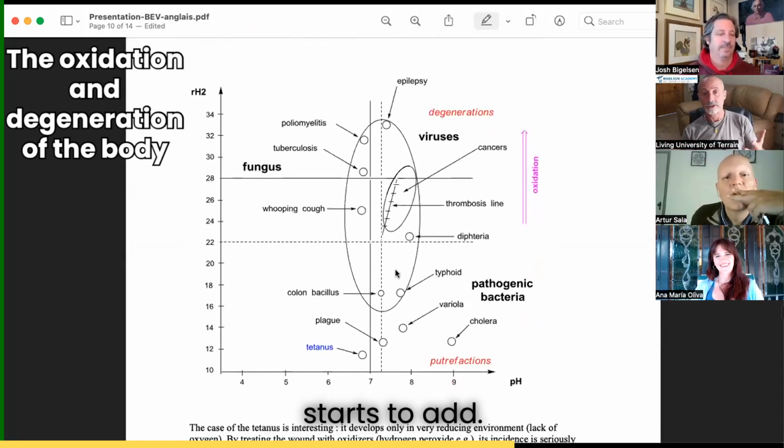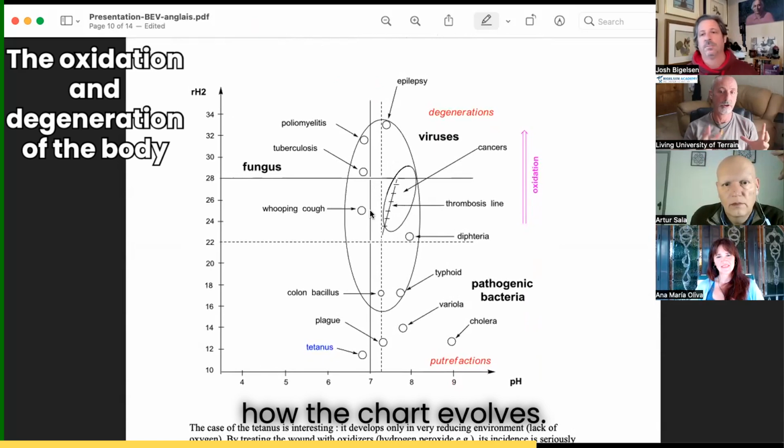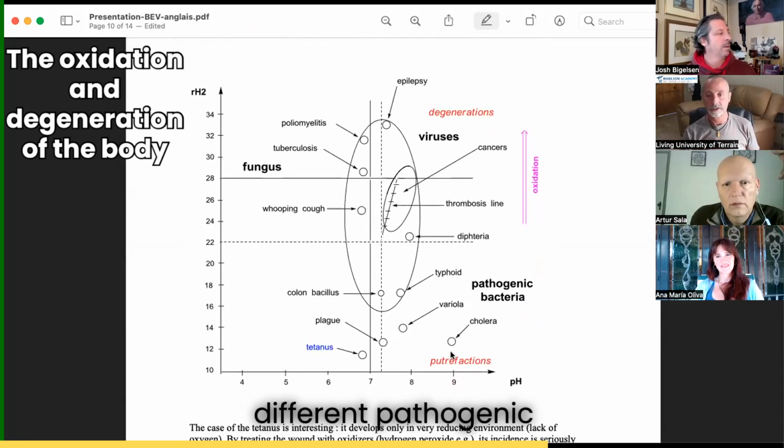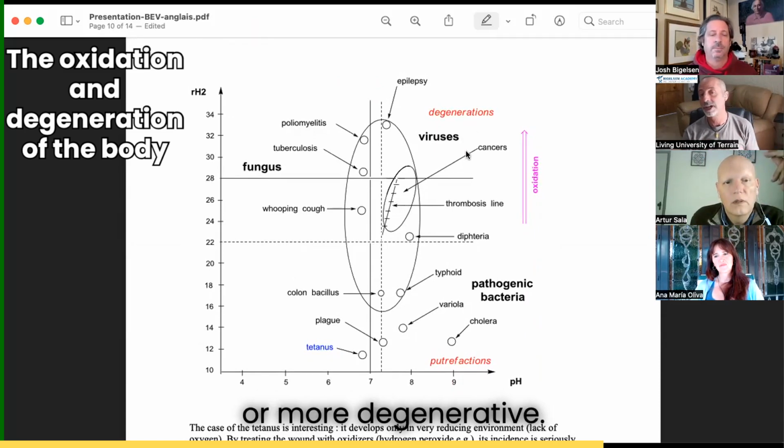Then this is where it starts to add. So Artur, your charts are great. This just kind of shows how the chart evolves. You can see here the different pathogenic bacteria. There's the cholera that he was talking about earlier. There's your whooping cough, tuberculosis. So different things that are fungal or different things that seem viral or more degenerative.